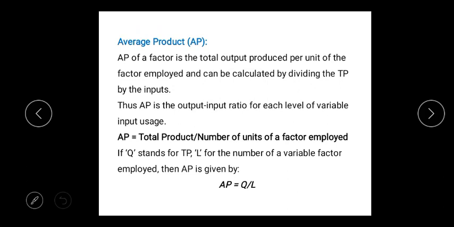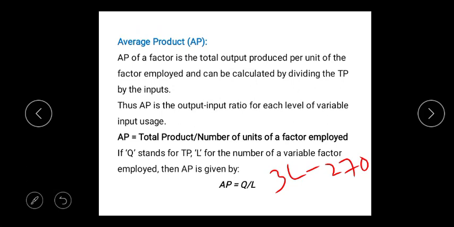Students, average product is thus equal to total product divided by number of units of a factor employed. If Q stands for total product, L stands for the number of a variable factor employed, then average product is given by AP is equal to Q divided by L. That is, average product is equal to total product, which is Q, divided by number of units of labor employed, which is L. For example, if 3 units of labor are employed and total product produced by employing the 3 units of labor is 270, that is 3 units of labor gives us 270 units of a particular commodity.